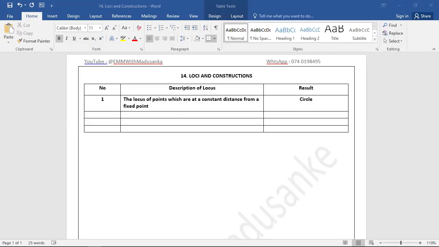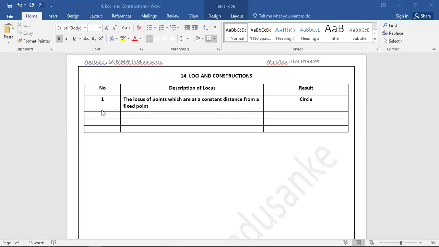Please put the page number one. Right? Page number one. Then you can do this step by step. Right? Take the first paper and name it page number one. And write down Loci and construction. Right? And draw the table.